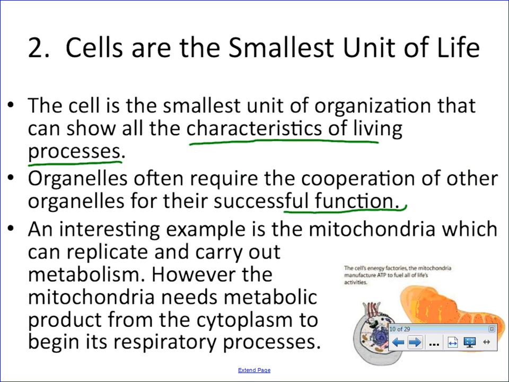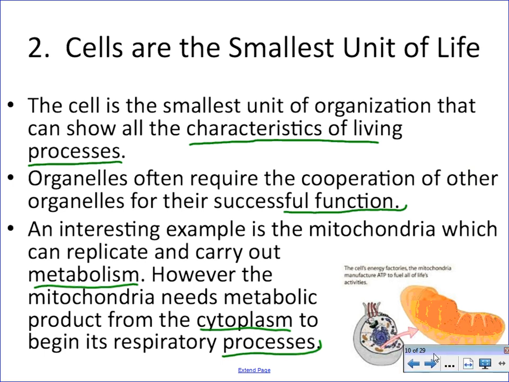An interesting example is the mitochondria, which can replicate and carry out its own metabolism. However, the mitochondria needs metabolic products from the cytoplasm within the cell in order to begin its respiratory processes, or its process of creating energy. So the mitochondria itself cannot function on its own. It needs products from the cytoplasm in order to function.